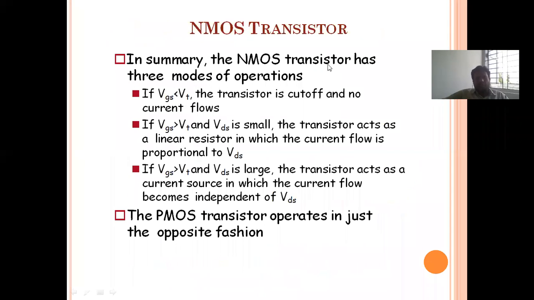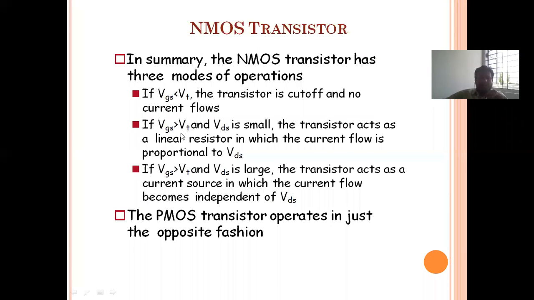The MOS transistor has three modes. The first mode occurs when VGS is less than VT, where VT is the threshold voltage and VGS is the gate to source voltage. Then the transistor is in the cutoff region, or cutoff operating mode. In the cutoff mode, no current flows because no channel exists.